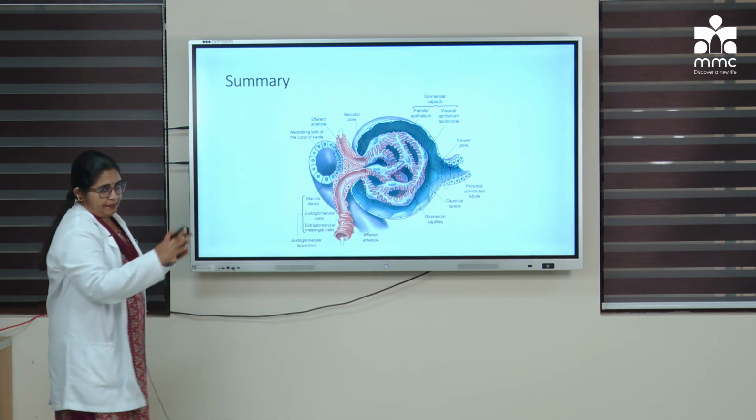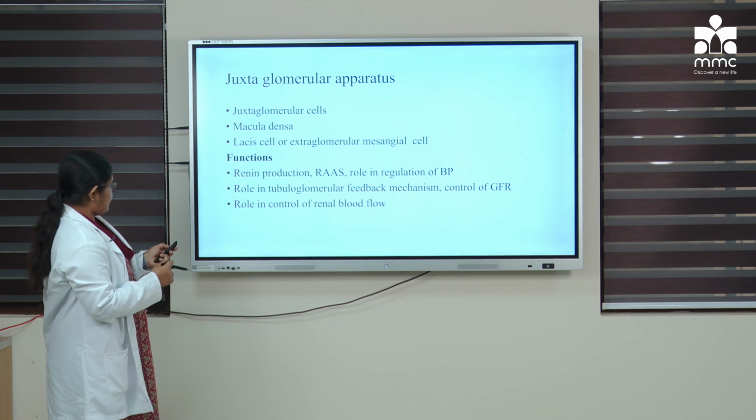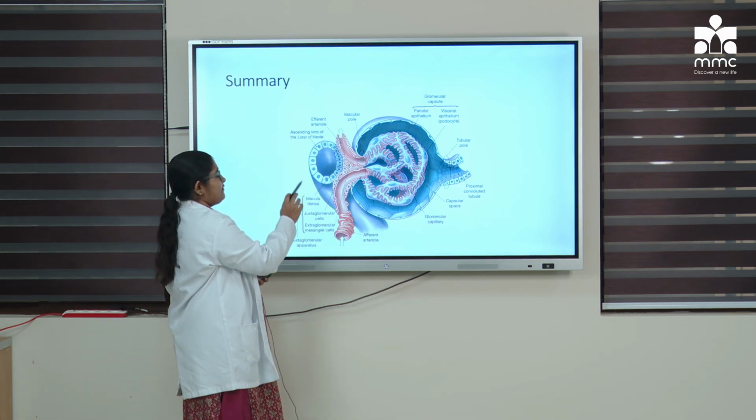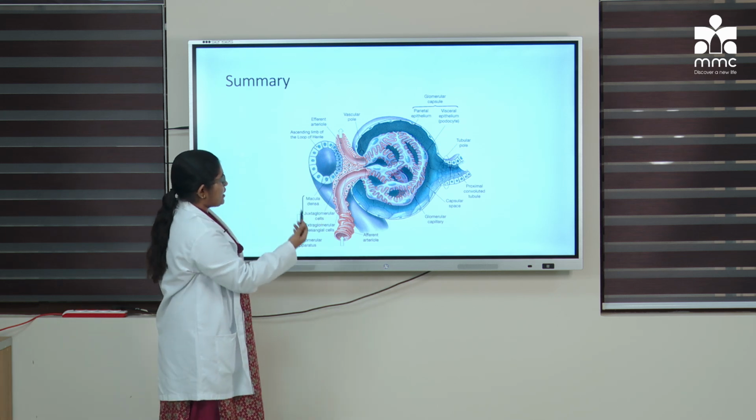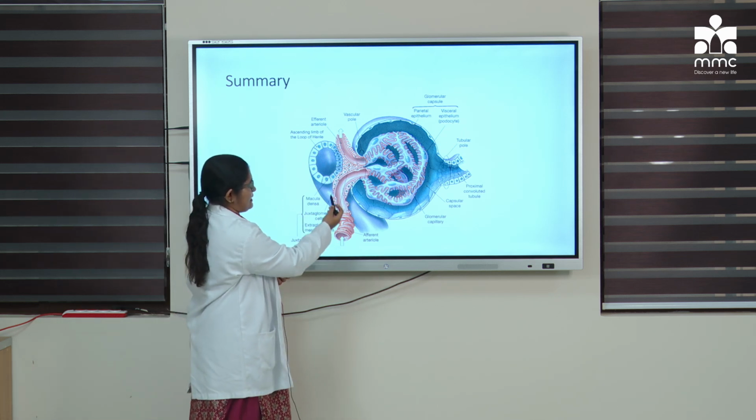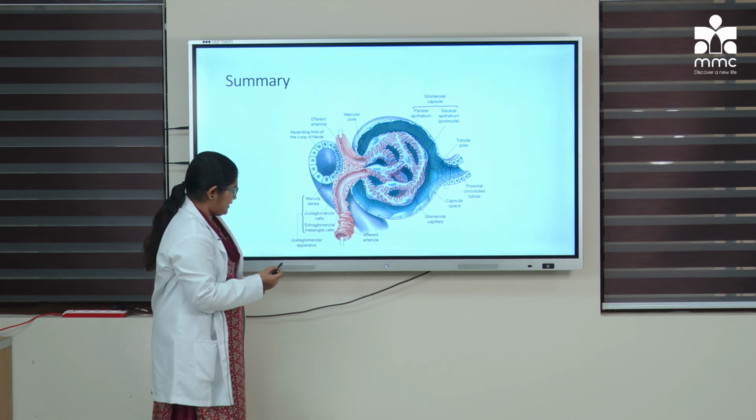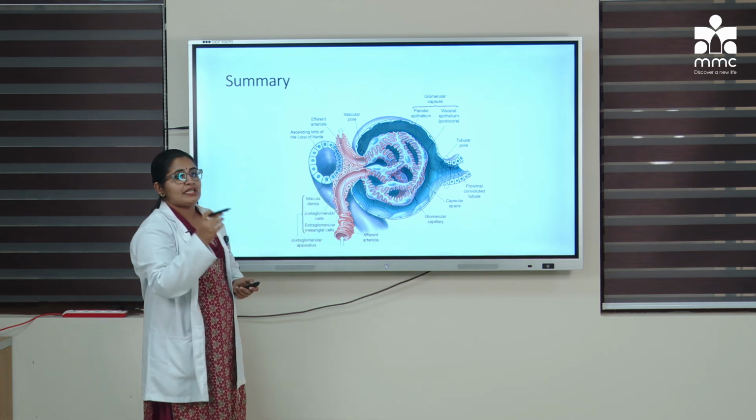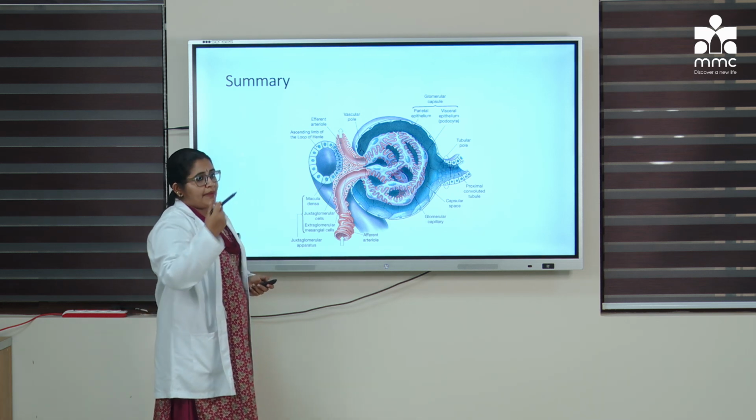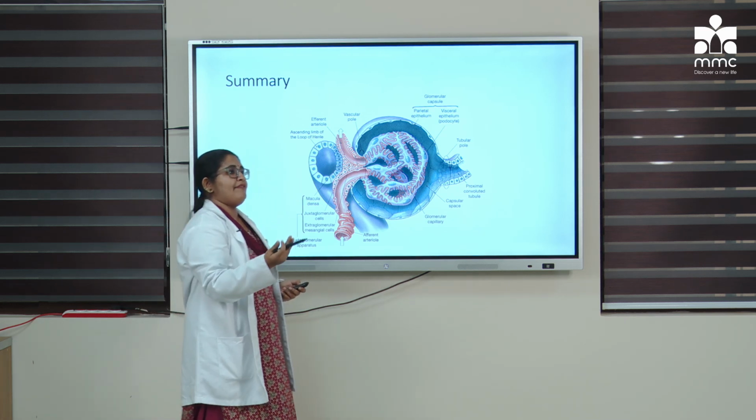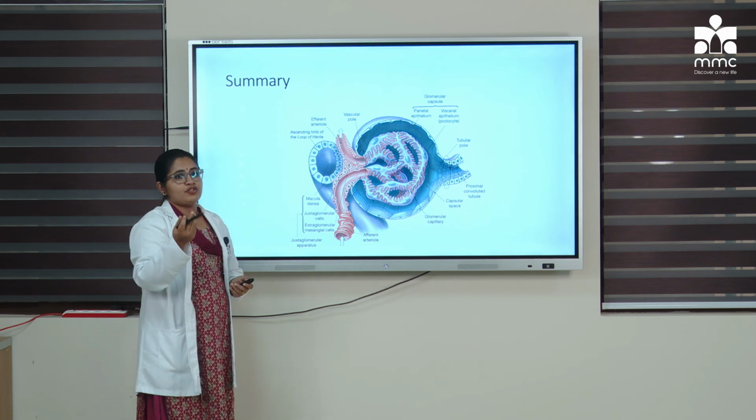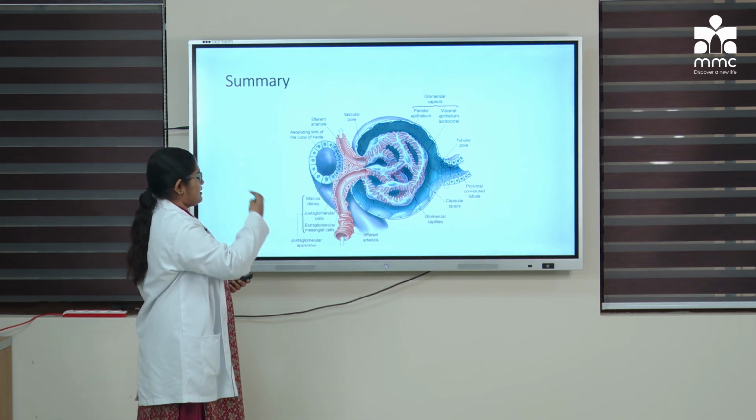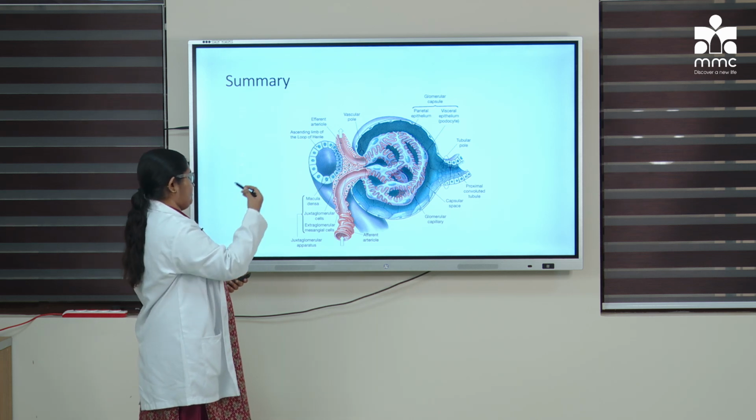So, now summarizing the whole thing, the juxtaglomerular apparatus is mainly made up of three major types of cells. The first one is the juxtaglomerular cells, which are nothing but the modifications of the smooth muscle cells in the tunica media of the afferent arteriole. These cells contain granules which secrete renin, and this renin, by its action, increases the levels of angiotensin 2, and this angiotensin 2 brings about vasoconstriction and other changes. It also causes aldosterone secretion, which increases the sodium reabsorption.